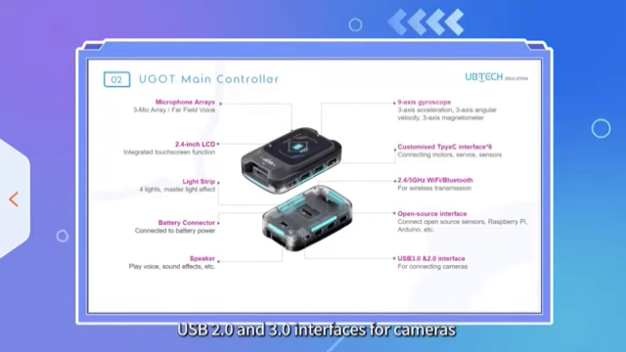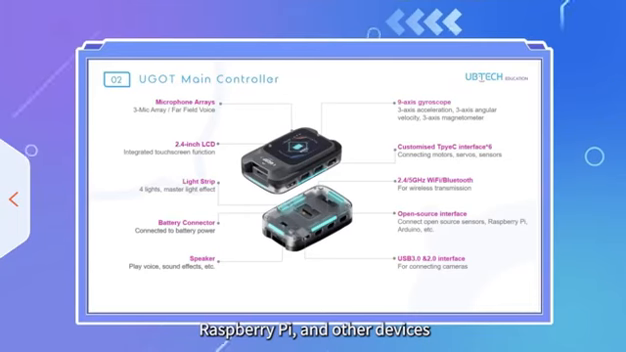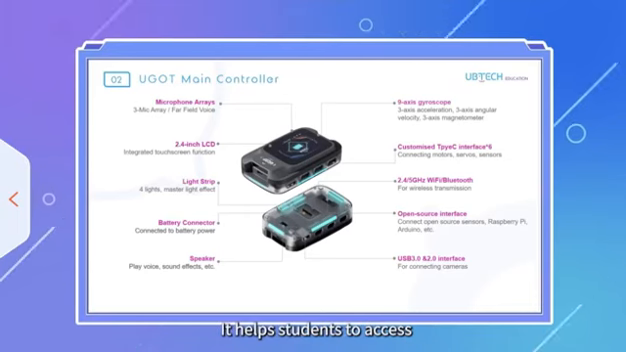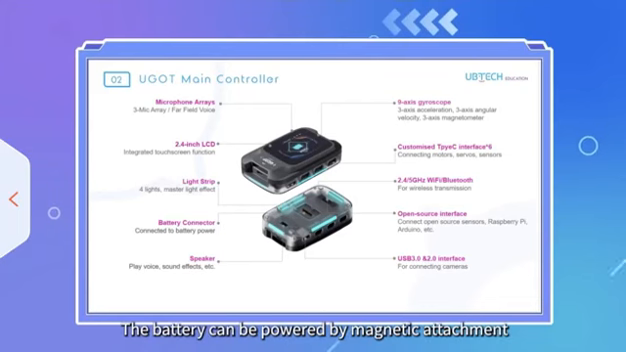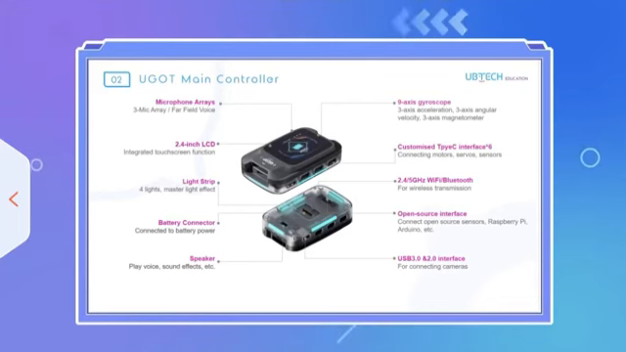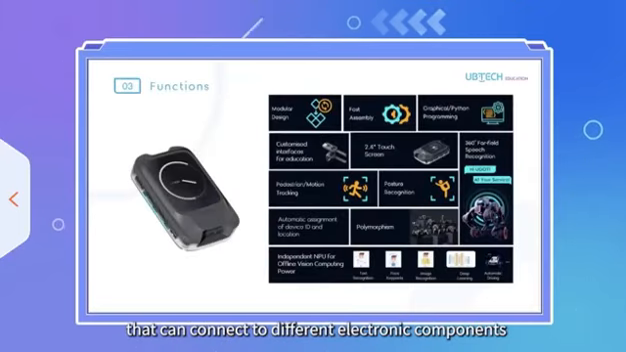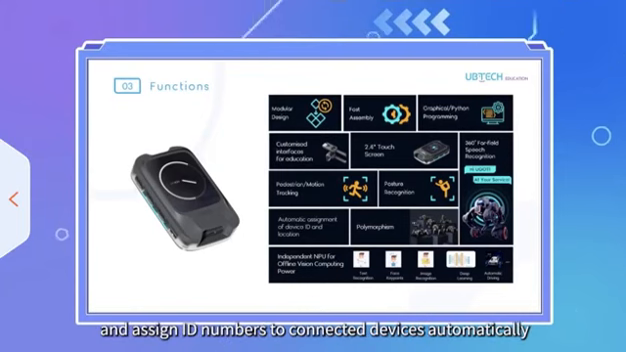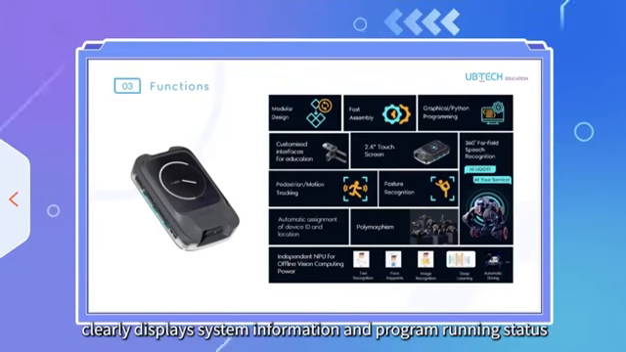USB 2.0 and 3.0 interfaces for cameras, and open-source interfaces for open-source sensors, Raspberry Pi, and other devices. It helps students to access and understand open-source devices. The battery can be powered by magnetic attachment. The uGot controller has 6 Type-C interfaces that can connect to different electronic components and assign ID numbers to connected devices automatically. The built-in 2.4-inch touchscreen clearly displays system information and program running status.